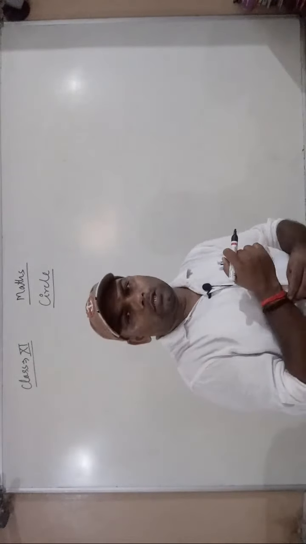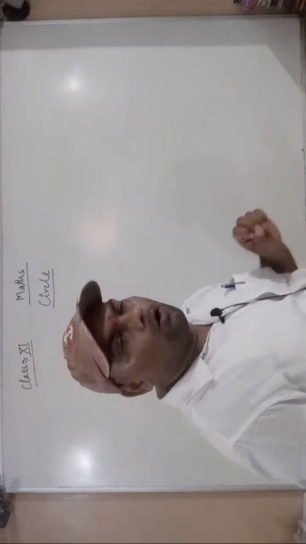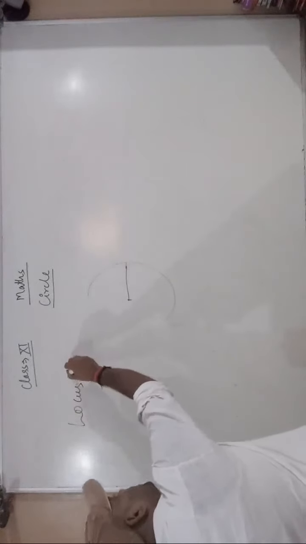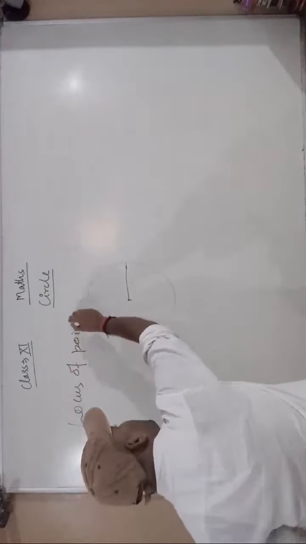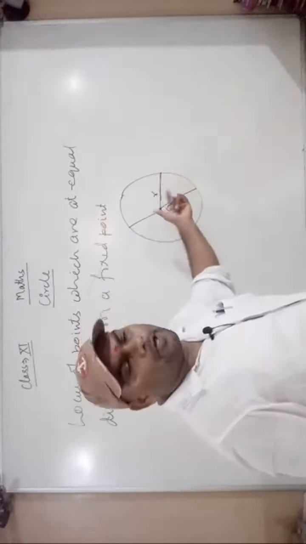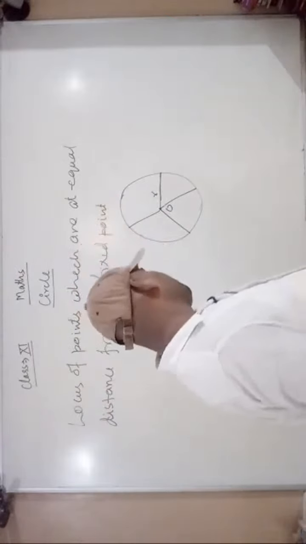Till now we have completed the next lesson, that is the circle. Now, locus of a point at equal distance from a center, and that length is the radius. Now how can we make the equation of a circle?